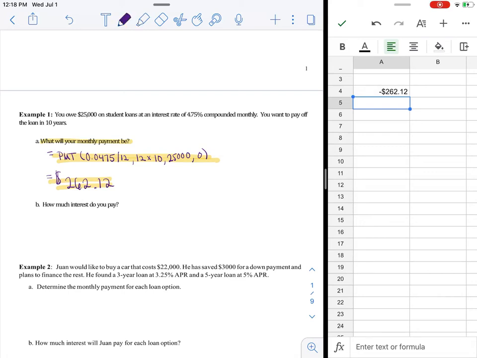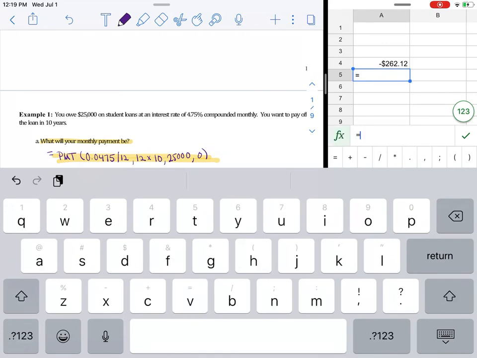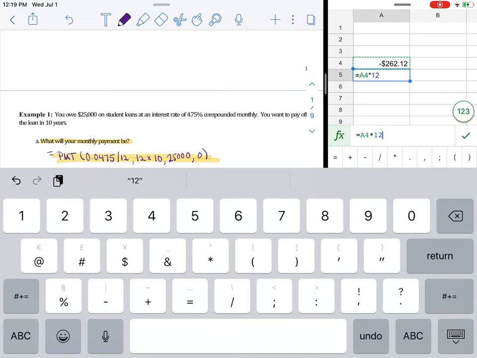Now, how much interest did you pay, or do you pay? Well, if we are paying $262.12 per month, and we're doing this for 10 years. Again, I can use this as a calculator if I'd like. So I'm going to do equals. Now this is something I like to do, is I like to select this cell, because then it puts in the entire value, times the 12 times the 10. Now it's negative because it's saying you're in debt.